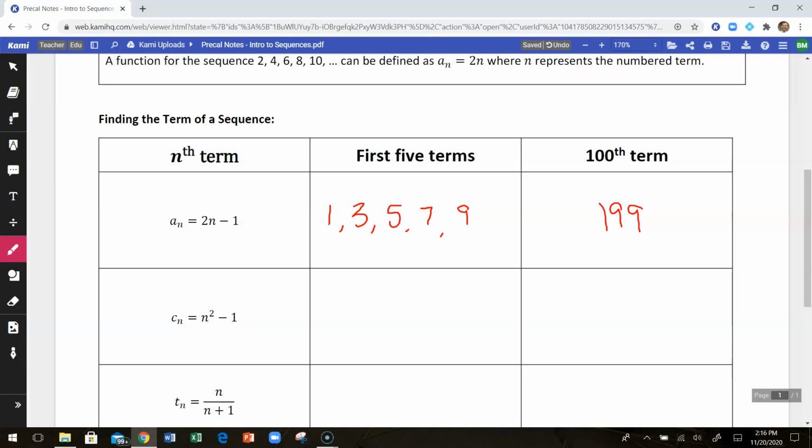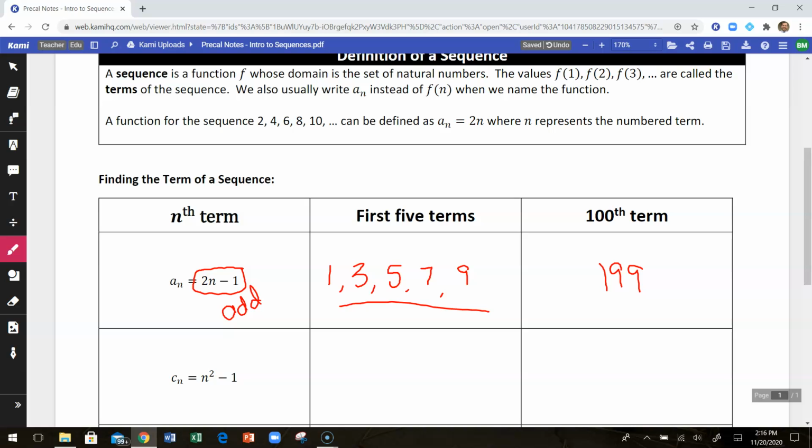So if you look at your pattern, these are all the odd numbers. So keep in mind that anytime you need to reference, hey, these are all the odd numbers, we're going to use this 2n minus 1 to represent all odd numbers. And again, 2n represented all the even numbers.